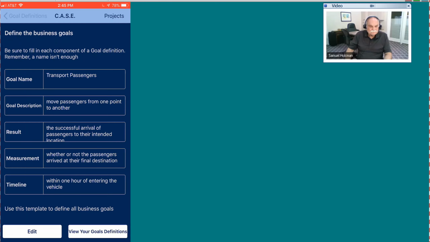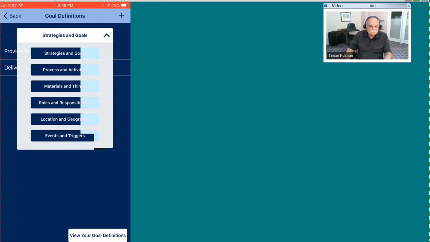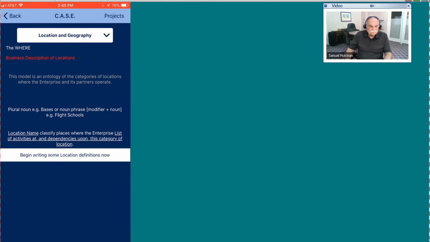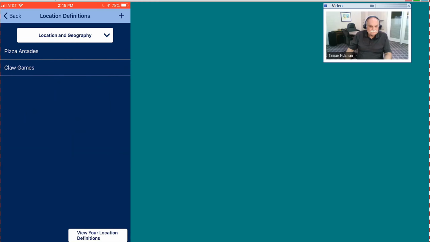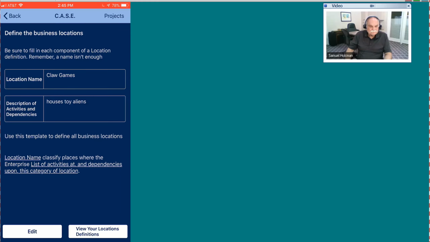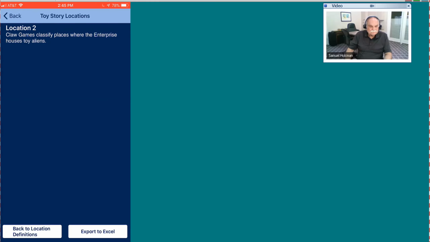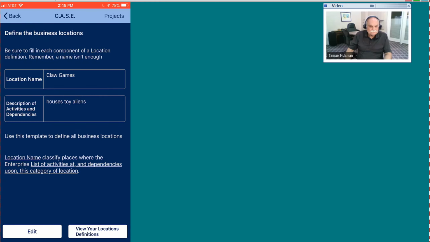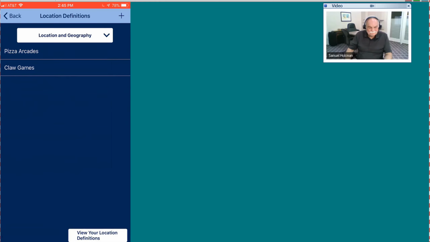But again, here's the drop-down. You can see all the different architecture models. So now we want to look at location. Again, here's the description of what a location is, the template that we like to be using for each definition. And you can see here, we have one called claw games. Again, this is Toy Story. You can view the definitions: claw games classify places where the enterprise houses toy aliens. So pretty simple. It's not fancy looking, but it's pretty effective in how it works.